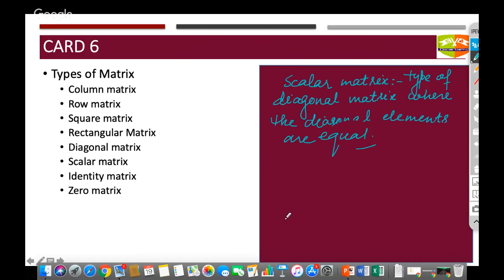So for any matrix which you take, suppose I take a 2 into 2 matrix, it will be -1 0, 0 -1. Or I can take a 3 into 3 matrix, where this is 3, this is 3, this is 3, and all others are 0. So if in a diagonal matrix the diagonal elements are equal, that comes out to be a scalar matrix.